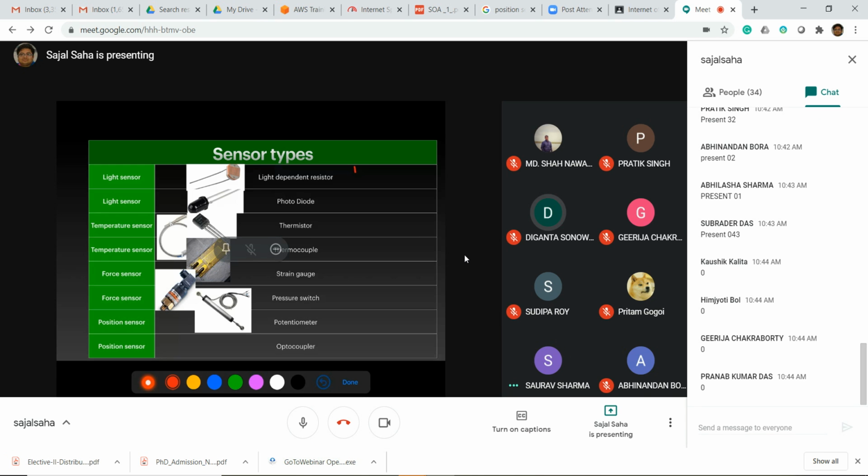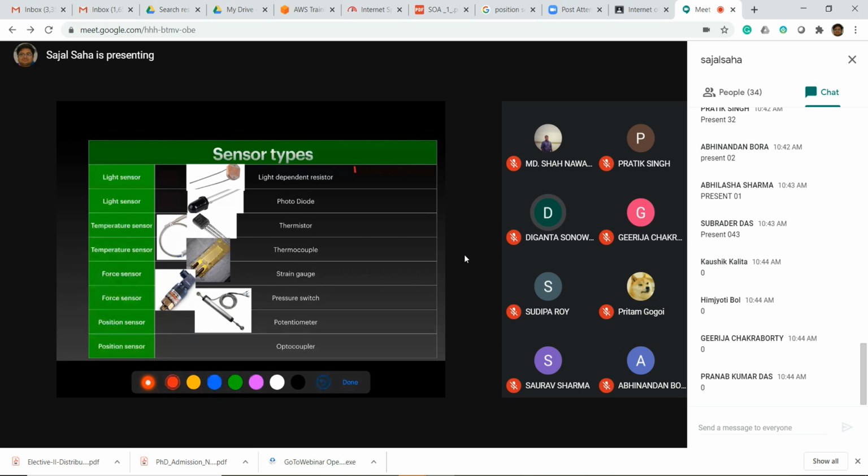Very, very good. Now another is the pressure switch. Pressure switch is also a kind of force sensor. So how does the pressure switch work? The main application of the pressure switch you can find in the washing machine, where you can see there is a valve, right? Now here the force pressure will come. So you can see the nozzle over there.